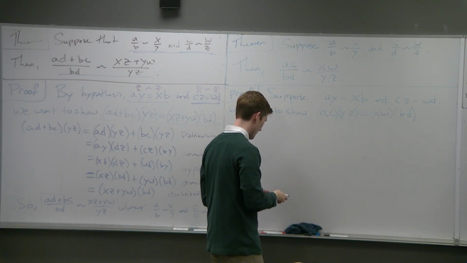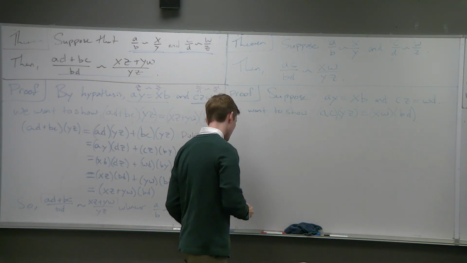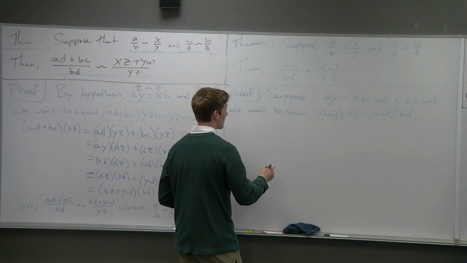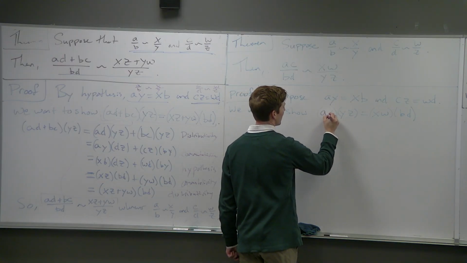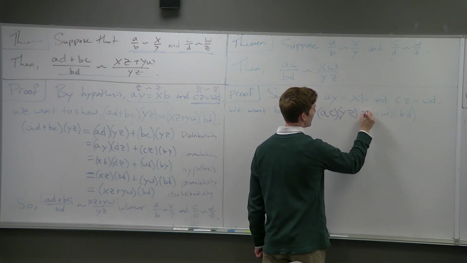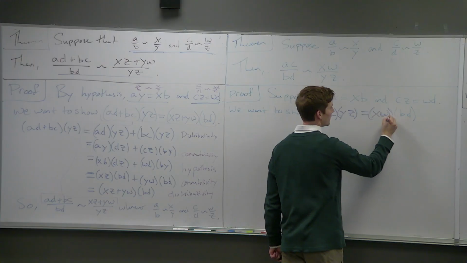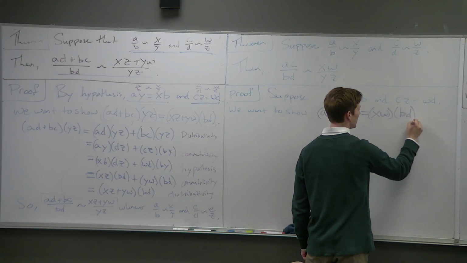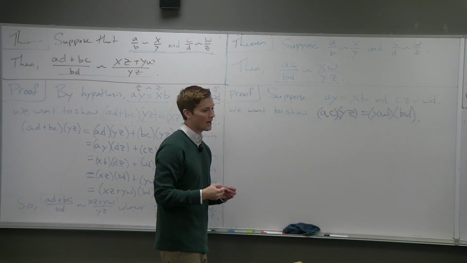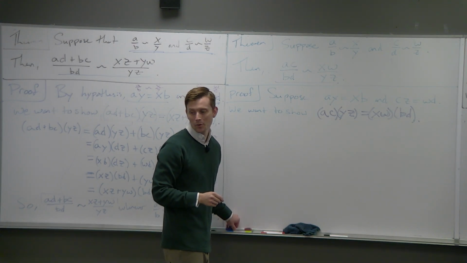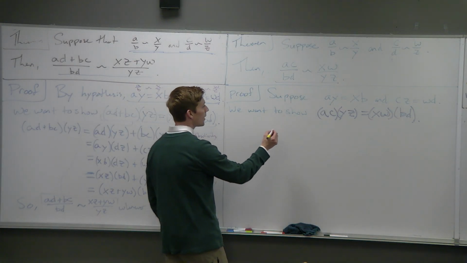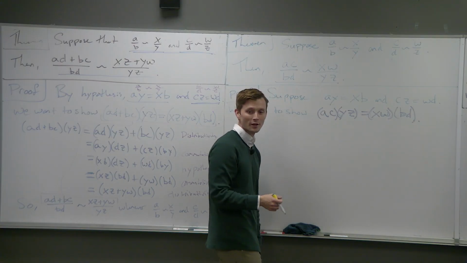This is hard to read probably for people looking at this online. Maybe I should use a darker marker if I can. Let's see if I have the ability to do. So we want ACYZ to be equal to XWBD. That is, we want our conclusion. How will we get there? What would you do? Oh, here's a brown marker. That'll probably work well.